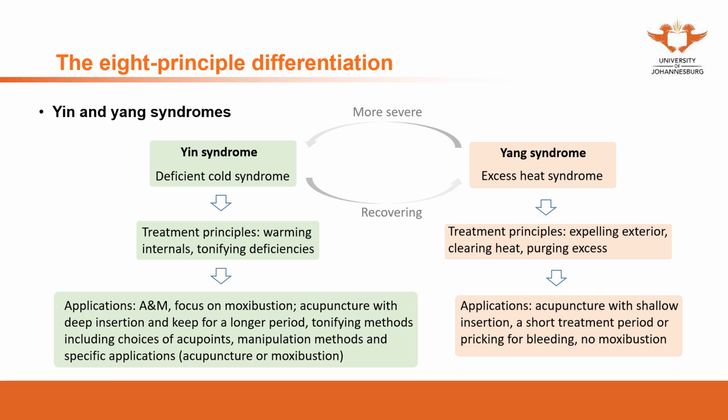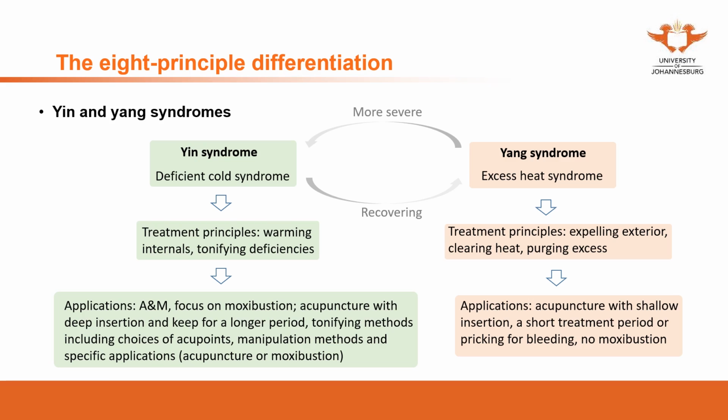These 4 pairs can be further categorized into yin and yang. So yin syndrome and yang syndrome. Yin syndrome includes interior, deficient, and cold. Yang syndrome includes exterior, excess, and heat syndromes.